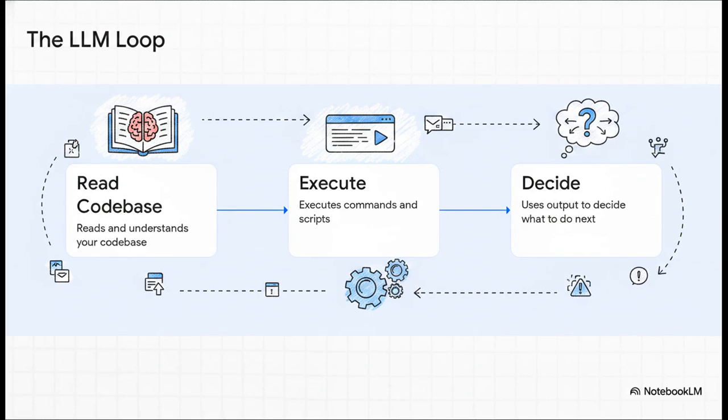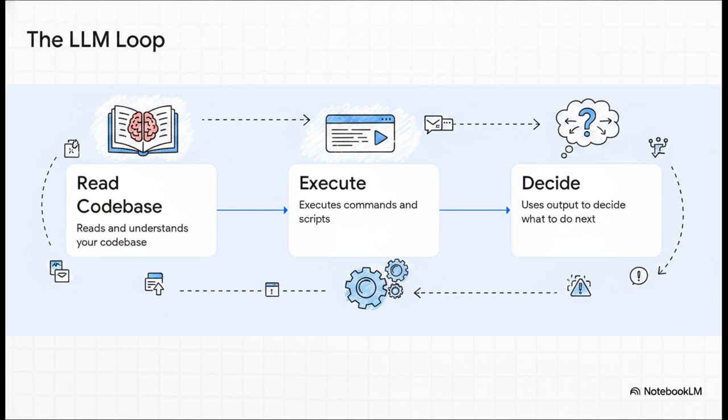So how does this actually play out in practice? We call this the LLM in a loop. Step 1, you give it a prompt, and it reads and understands the relevant parts of your codebase. Step 2, it executes commands and scripts based on what it just learned. But step 3, this is where the absolute magic happens. It uses the output of those commands to decide its very next move.